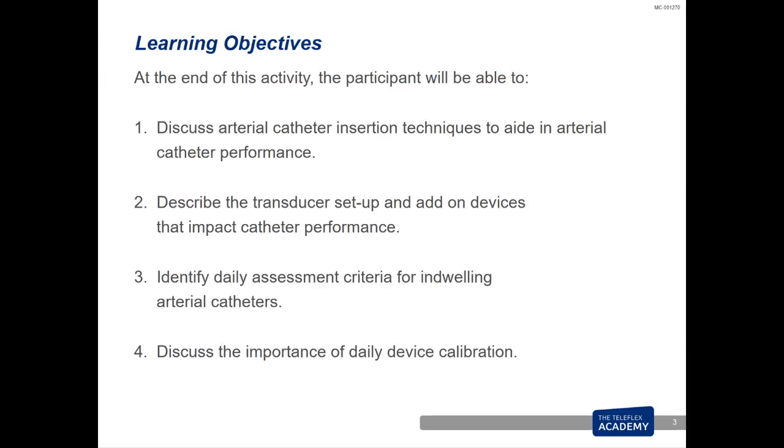The learning objectives of this course include discussion of arterial catheter insertion techniques to aid in arterial catheter performance. We're going to describe the transducer setup and add-on devices that impact catheter performance once inserted, identify daily assessment criteria for indwelling arterial catheters, and discuss the importance of daily device calibration when utilizing arterial catheters.